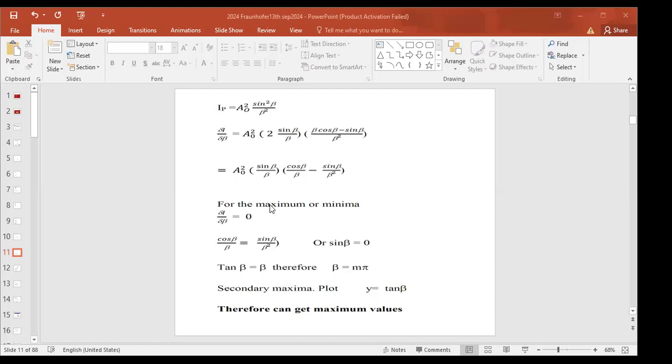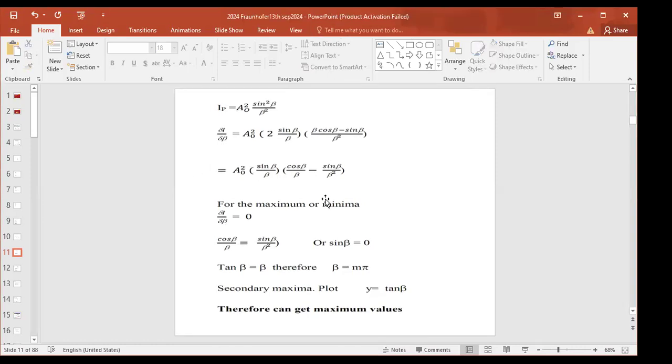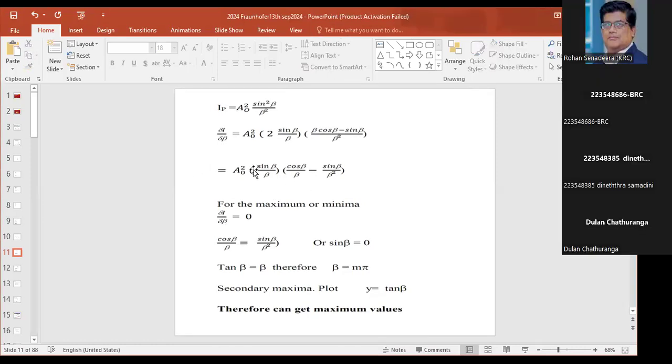Now the 2 is missing here, right? You have to have the 2 term, otherwise it is not correct. So you have to have the 2. The 2 terms must be here, right?